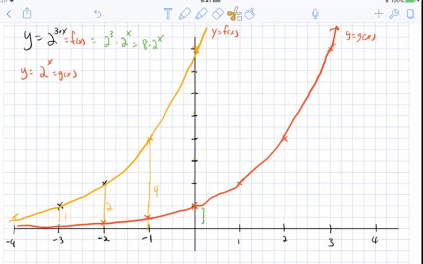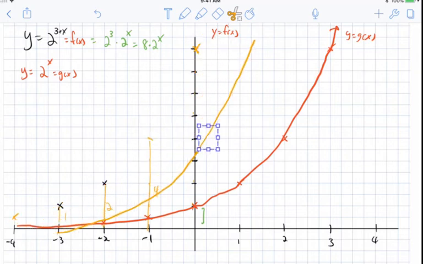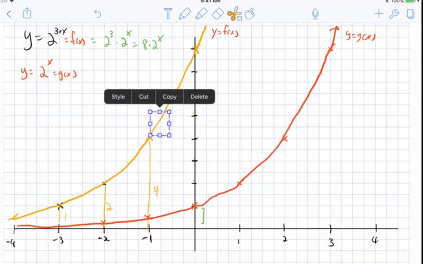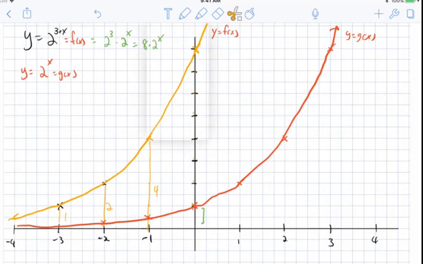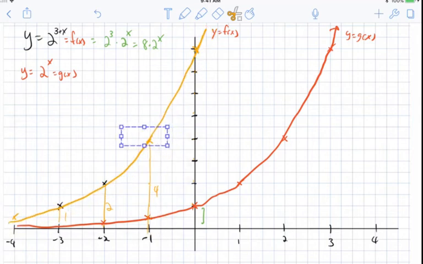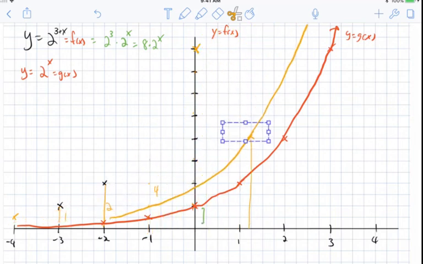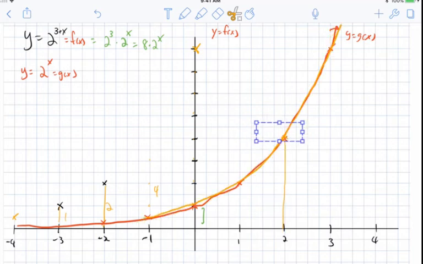If I take this line and move it, oh wow, there's two functions here? Okay. If I move it 1, 2 steps, 3 steps to the right, it's the same graph.